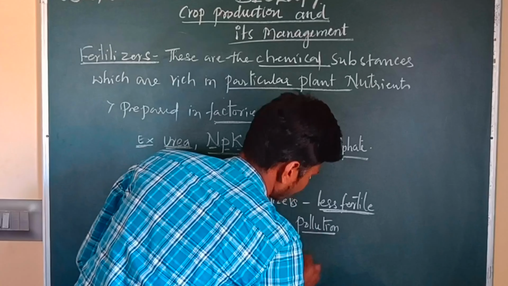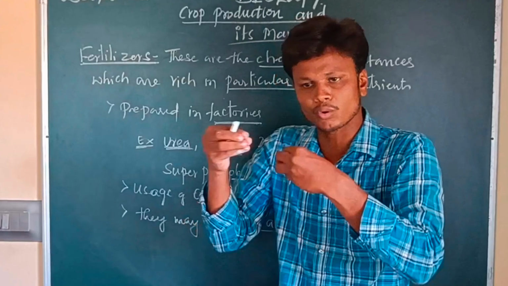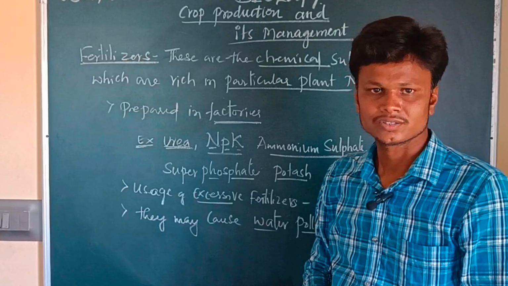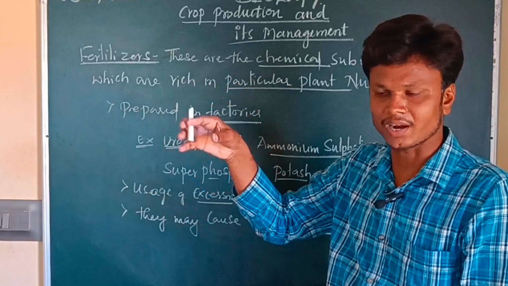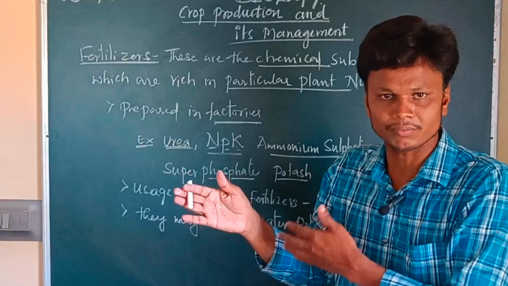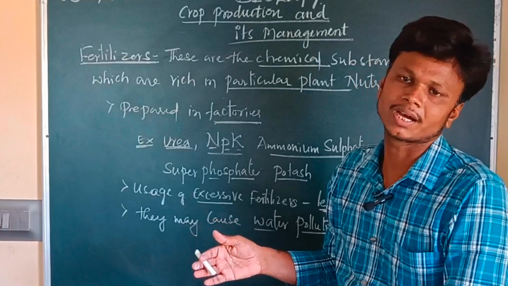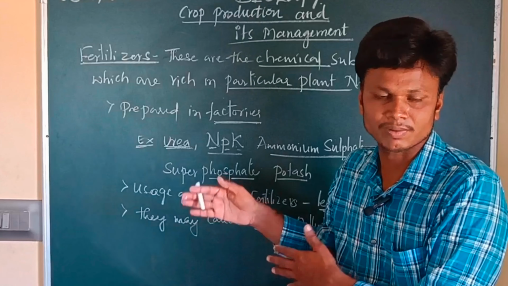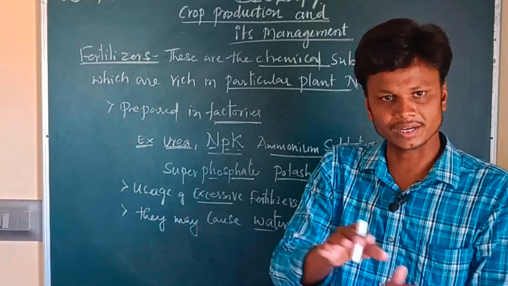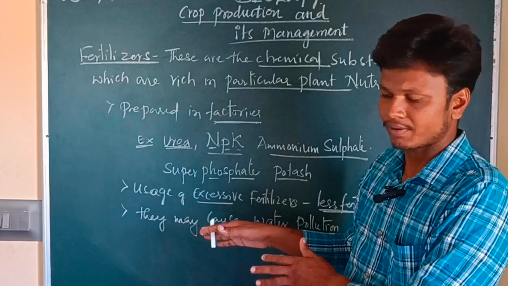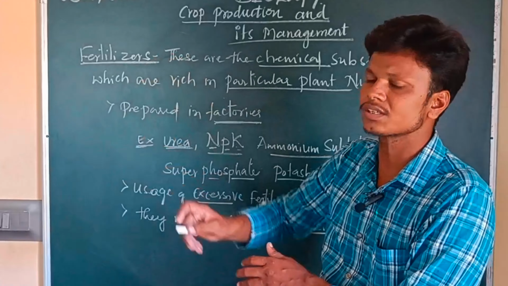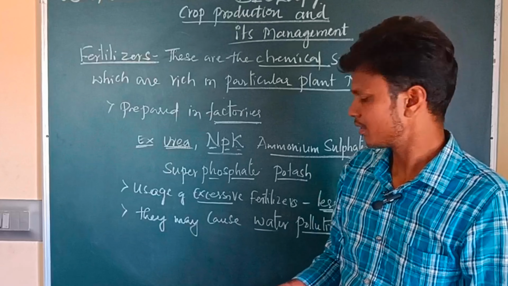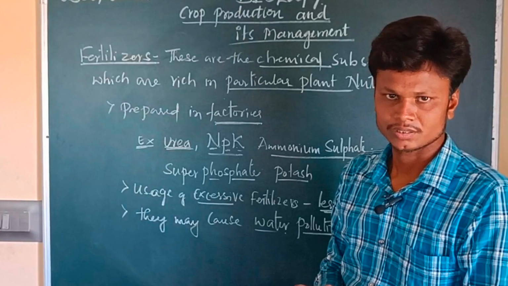They will cause water pollution. If you are using more and more fertilizers in the soil, and the rains come heavily, all these fertilizers will flow away with the rain water and reach the water body. By consuming these fertilizers, the aquatic animals may die. Okay, so they will cause water pollution.